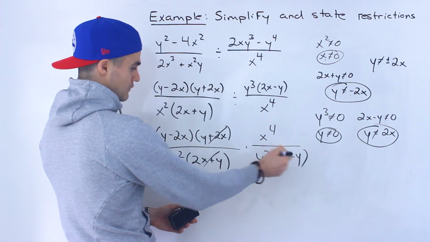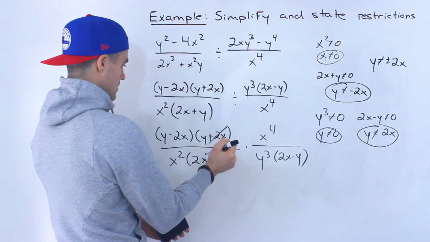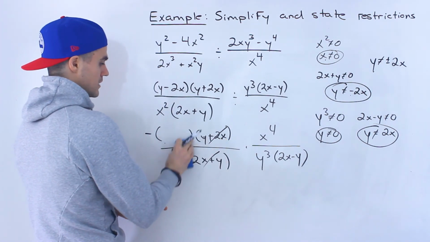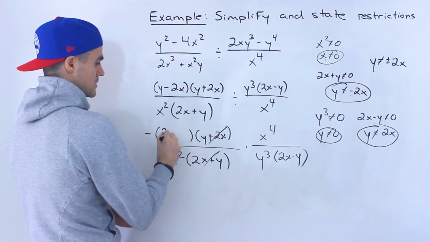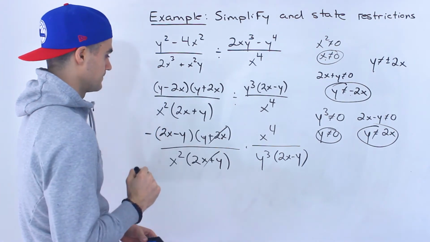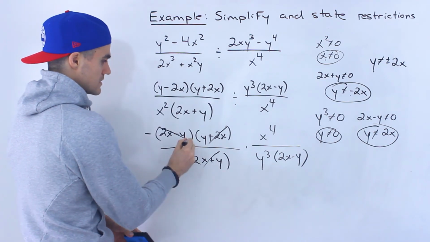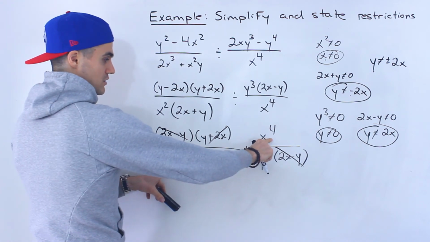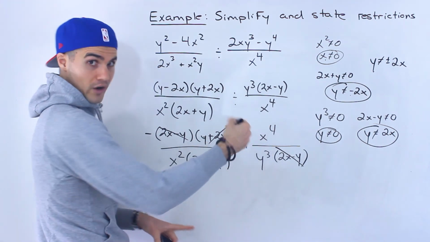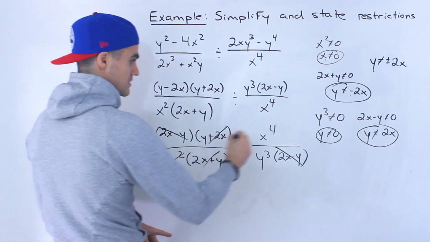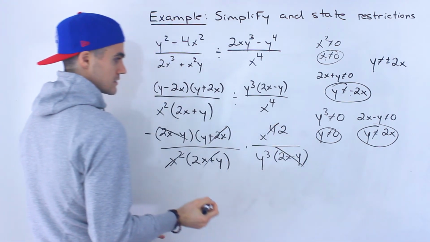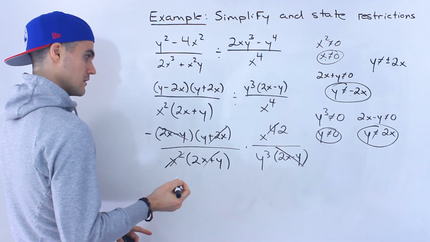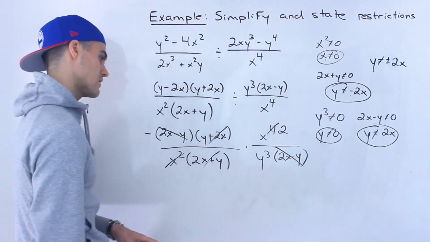We could take out a negative, either from here or from here. You know what? Let's take it out from here. So I'll take out a negative, and then this is going to become 2x minus y, which would be the same as that. And now notice this and that cancel out. X squared, x to the 4, so there's 2 x's in the bottom, 4 x's up top, which means if we cancel stuff out, there would be 2 x's left at the top. And then from here, nothing can cancel out with this y to the 3.